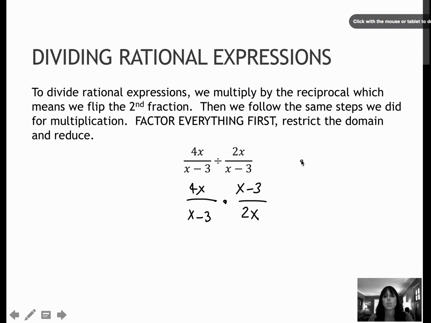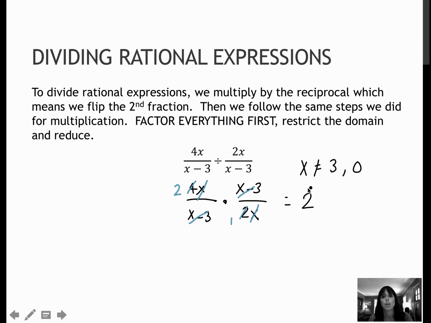So I'm going to restrict that domain to say that x cannot be 3 and x cannot be 0, and then I'm going to reduce anything I can. X minus 3's cancel, x's cancel, 2 reduces to 1, 4 reduces to 2. My result is I have a 2 on the top and nothing on the bottom, which is a 1. So 2 over 1 is just 2. So my answer is 2. My restriction is that x can't be 3 or 0.